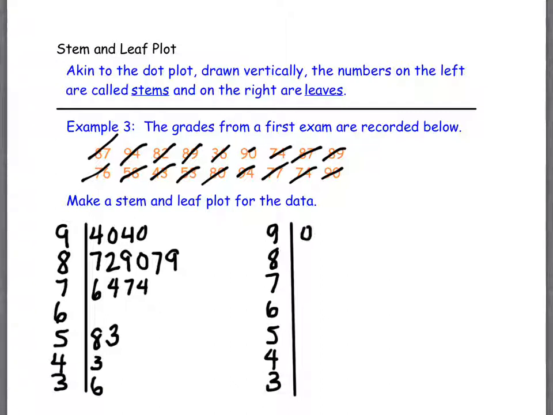And we're going to go 0044. All right, so in the 80s column, what's first? 0, and then 2.